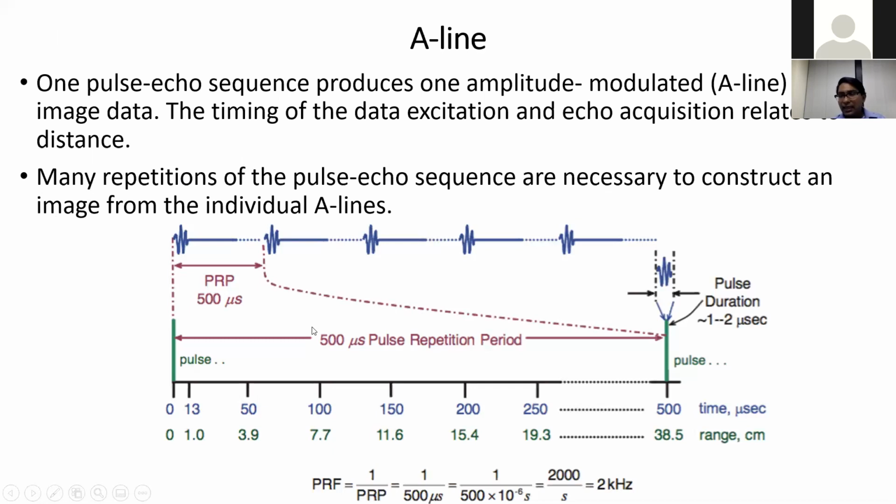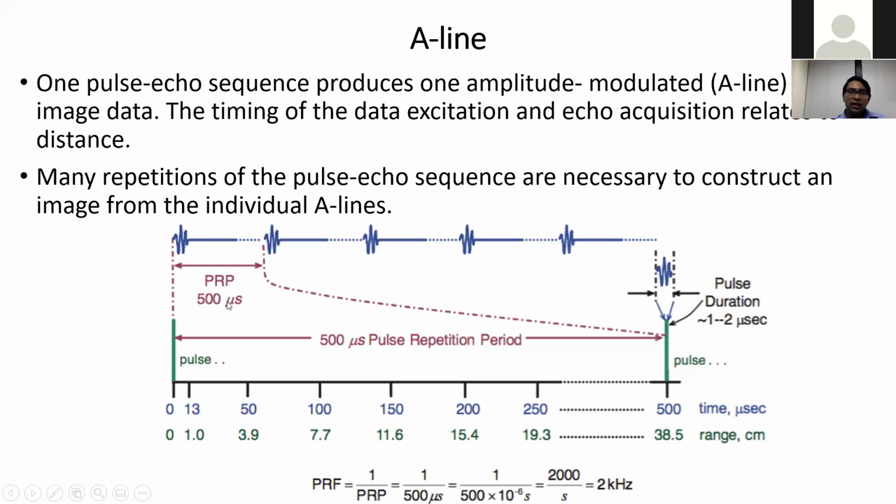So when we send a wave inside, the rule of thumb is that for each centimeter of travel, it takes around 13 microseconds for the echoes to come back. So if we are traveling, for example, 6 centimeter deep, once we transmit, we wait for 90 microseconds for all the signals to come back so that we can store them, and then we move to the next line. And that basically determines what the pulse repetition period for these A lines is.